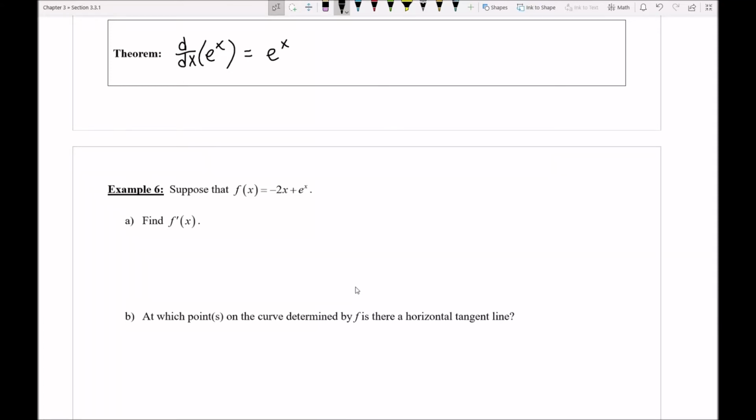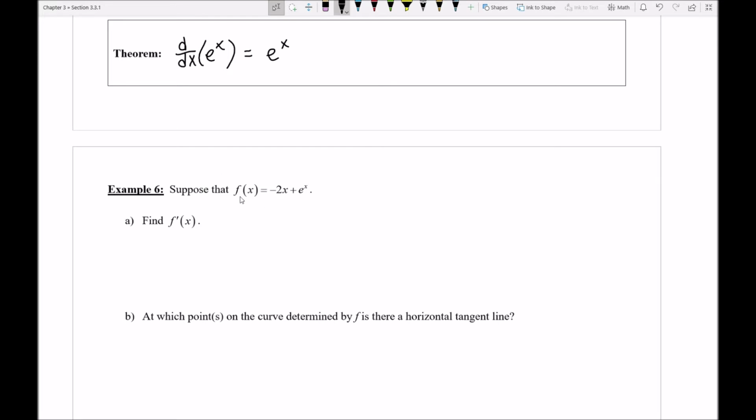So at the end of the last video, we saw this theorem that I have up here at the top of the screen, which is that the derivative of the function e to the x is actually just e to the x. This is a really weird idea, but it's really, really awesome that it works out that way. So let's go ahead and take a look at one final example to end this particular section.